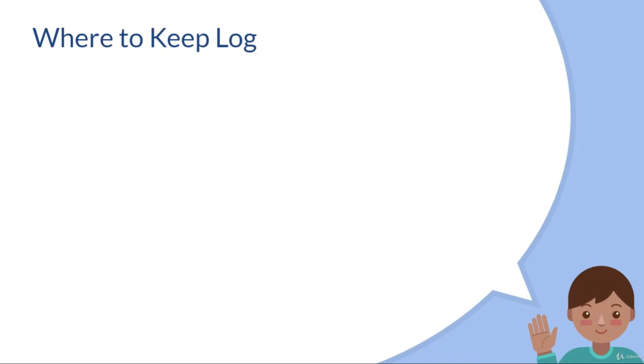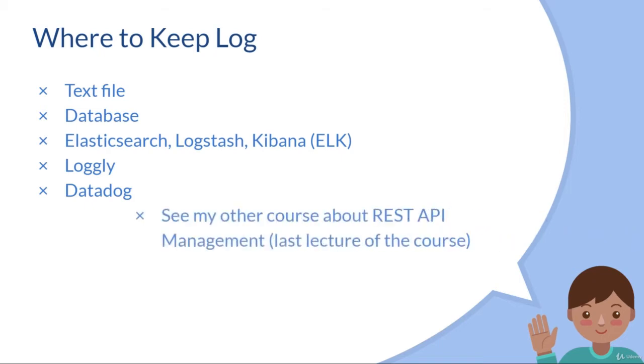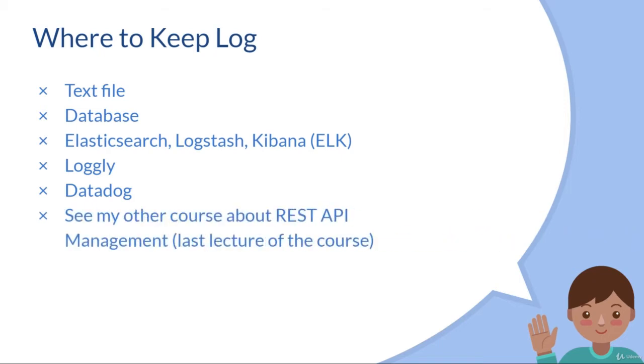For durable storage, there are several options. The simplest is using a text file or putting the log into a database. For better visualization and analysis, there are several available tools. From the free ones like Elasticsearch, Logstash, and Kibana, or the paid ones like Loggly or Datadog. One of my other courses about REST API management provides a sample about this using Elasticsearch, Logstash, and Kibana.